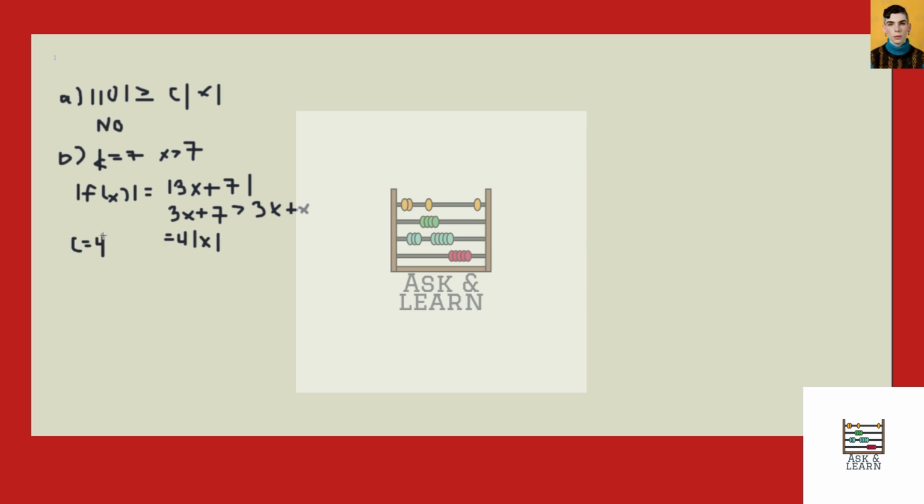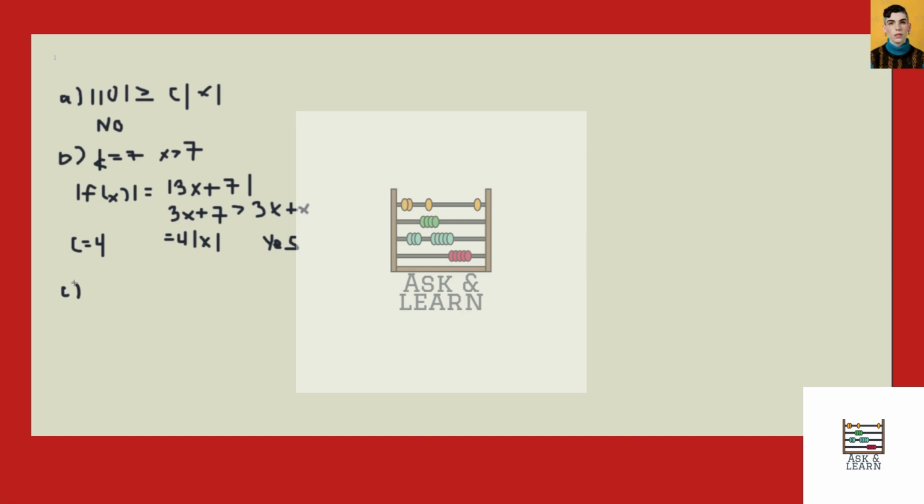So by the definition of the big omega notation, f of x is omega of x with k equals 7 and c equals 4. And since it is omega, it is theta as well. So yes.